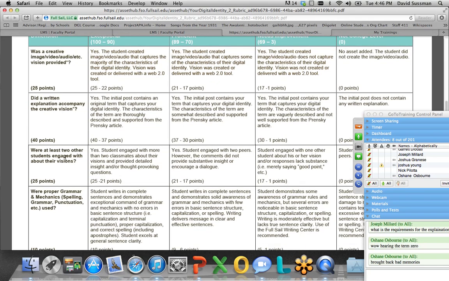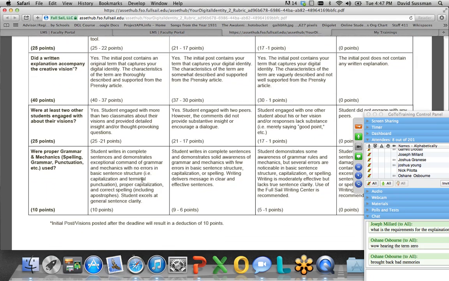Did you respond to at least 2 other students? Yes, and the student provided detailed insight and or thought-provoking questions. So the responses should be more than, oh, hey, great job, loved your project, right? You should respond to something specific that you liked about it. Or if there's something about their digital identity or their explanation that caused you to think or to ask questions, now's the time to talk about it. The goal here is to try to get the discussion board turning into a true discussion. And that happens when we respond thoughtfully to each other's work instead of writing generic things very quickly.